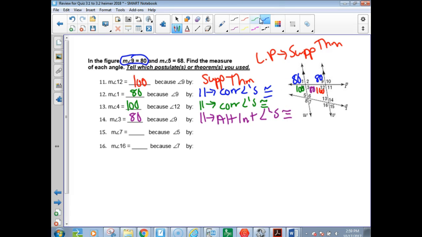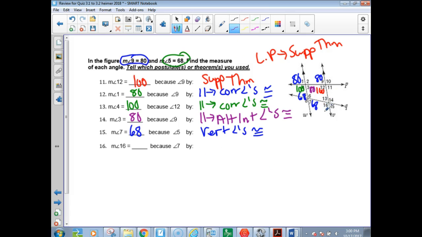Okay, there's your theorem. Next we go to measure of angle 7. Well, that's not to do with these angles up here at all. So I go back over here and I see that they told me angle 5 is 68, so I'll put that on my picture. Angle 7 then would be 68 because angle 5 and 7 are vertical. That's just the vertical angles theorem, which says vertical angles are congruent.